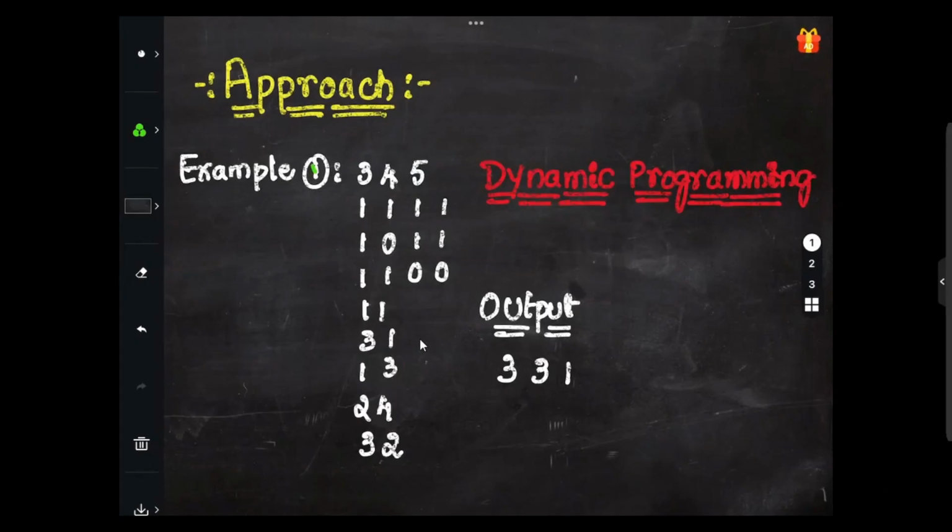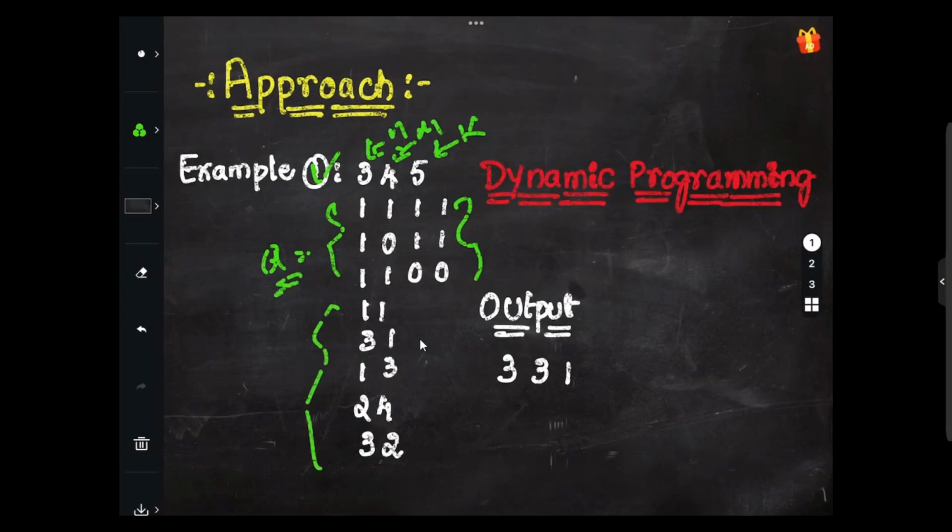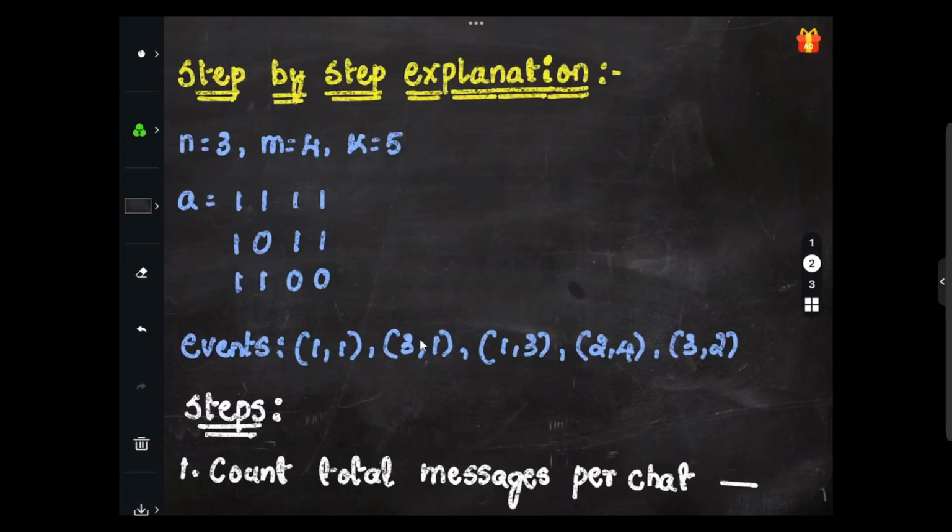So I have considered the same first example that they have given in the question. This is n, m, this is k, and this is A, the n into m matrix, represented in the format of A of ij. Now these are the events 1 1 3 1, 1 3 2 4 and 3 2, and the output that we need to get here is 3 3 1. Now let's go with the step by step explanation.